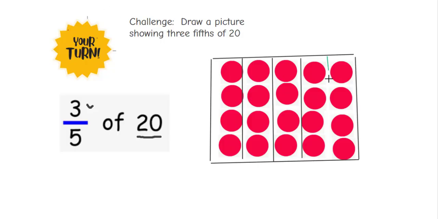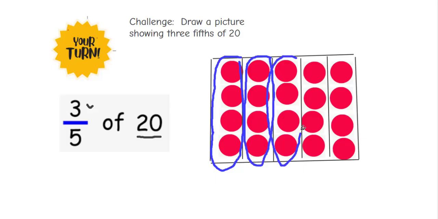And my directions are to show 3/5 of that. So I'm going to get my pen and I'm going to circle 3 out of those 5 sections. 1, 2, 3. That is 3/5 of 20. Now, how many circles are there in 3/5 of 20? So we have 4, 8, 12. So there, if you want to know, 3/5 of 20 equals 12.